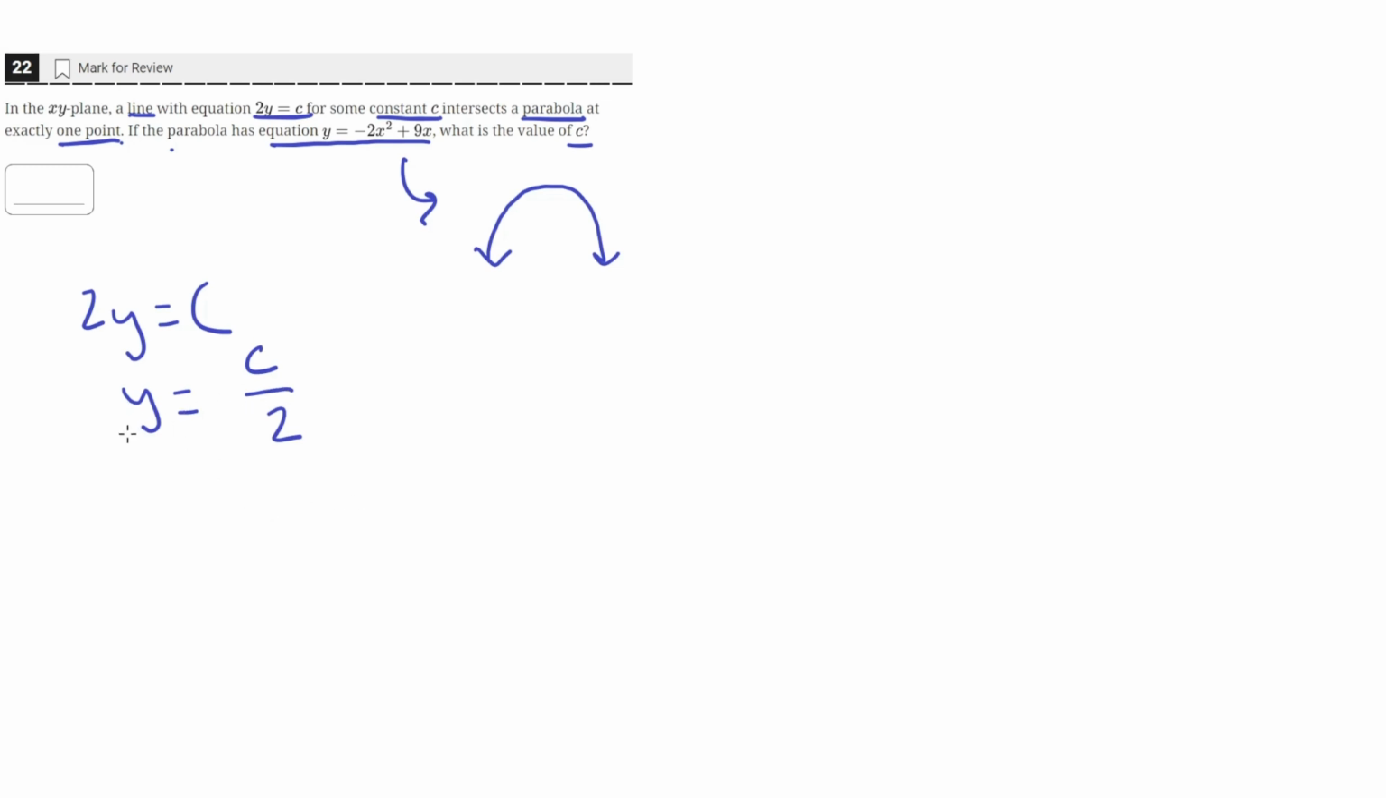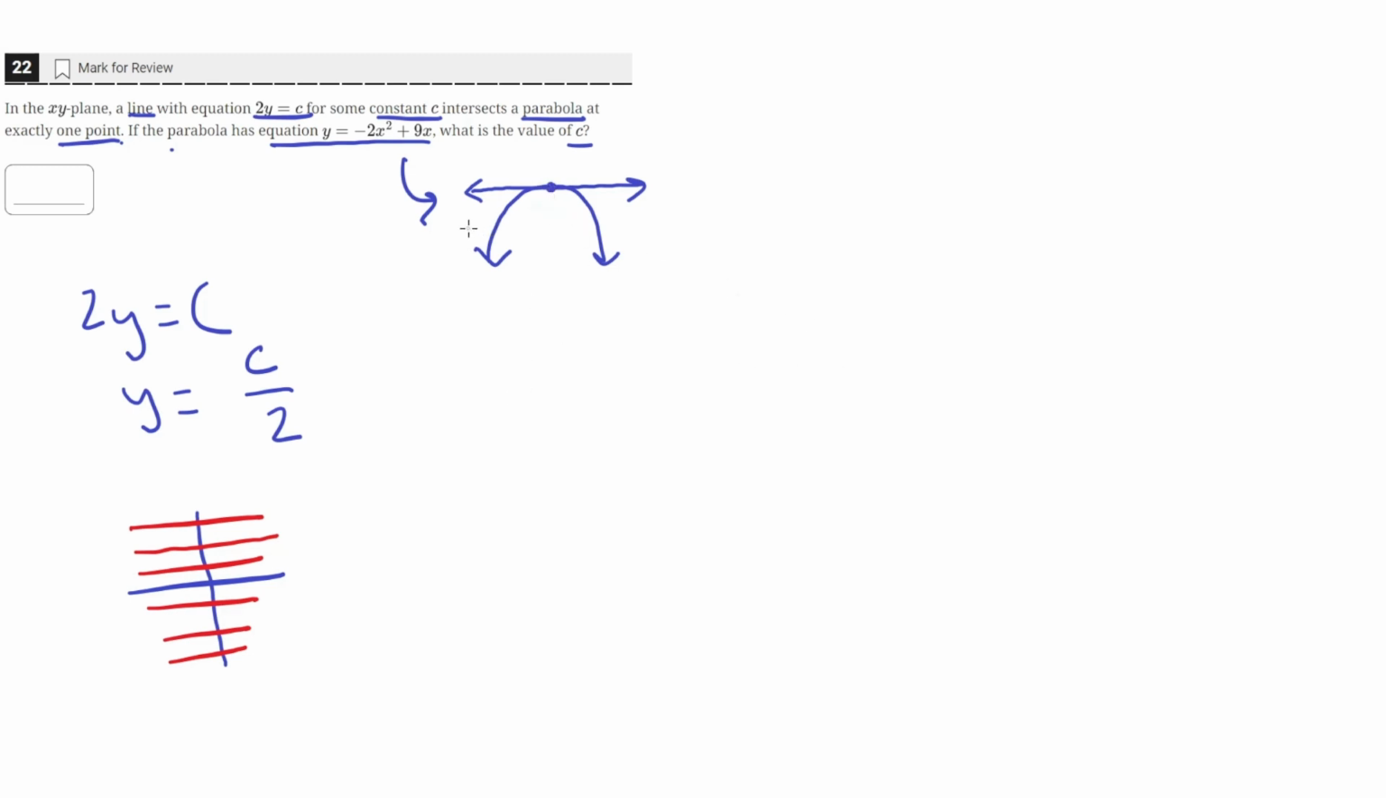This is just a horizontal line in the xy plane because c is just some constant. So y equals c over 2 is just some horizontal line. Depending on the value of c, it's one of the lines like this. In order for a horizontal line like y equals c over 2 to cross a parabola at exactly one point, the line must intersect at the vertex.